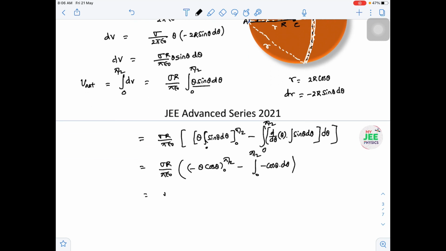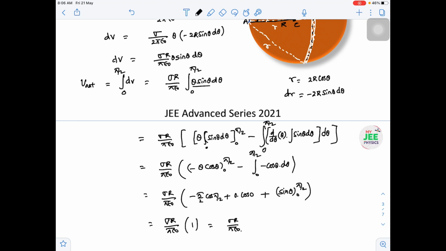Okay, then this value will become sigma r by pi epsilon naught, and this value goes to minus pi by 2 cos pi by 2, which is 0, minus of minus plus 0 into cos 0, minus of plus integral sin theta will become integral cos theta will become sin theta, which is 0 to pi by 2. So then sigma r by pi epsilon naught into, so these two are zeros, and this is 1, sin pi by 2 is 1 and sin 0 is 0. Then finally I'll get potential value sigma r by pi epsilon naught.